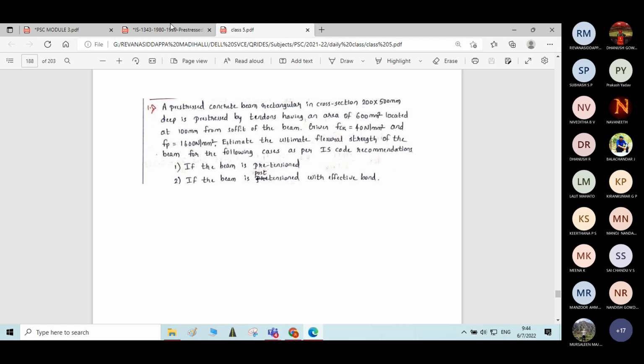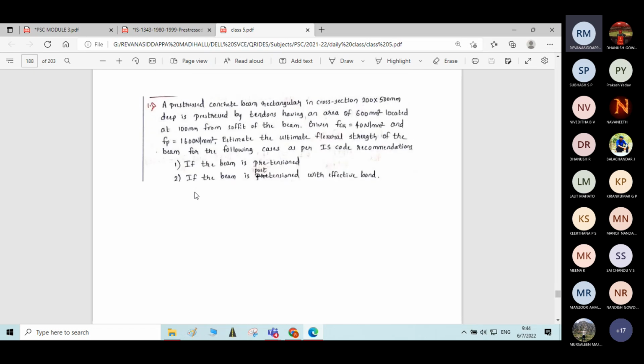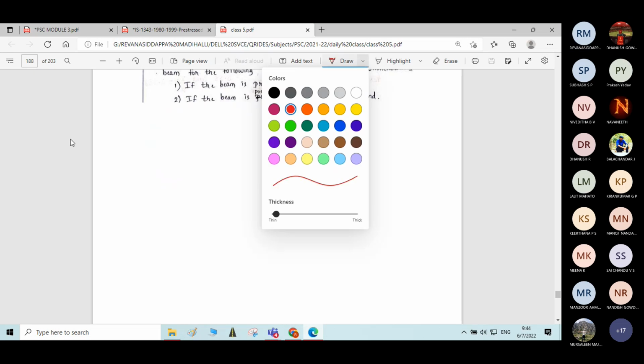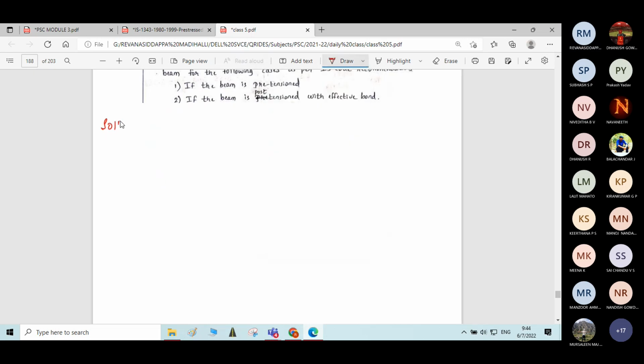Okay. So these are all very simple problems. You can easily solve these problems on model 3. You just go through it. A pre-stressed concrete beam of rectangular cross section 200 by 500. Let me write the cross section of the beam. Solution: He says it's a rectangular cross section.